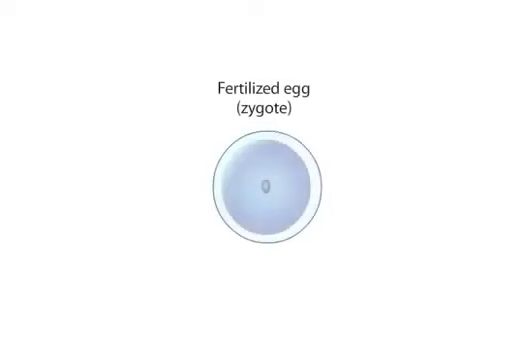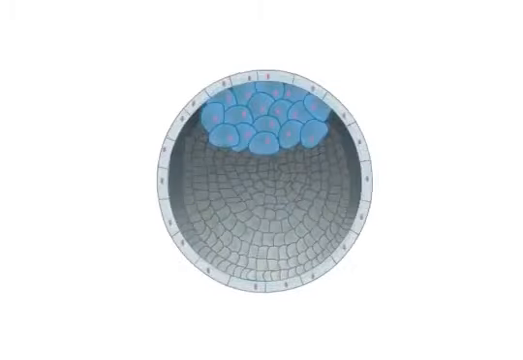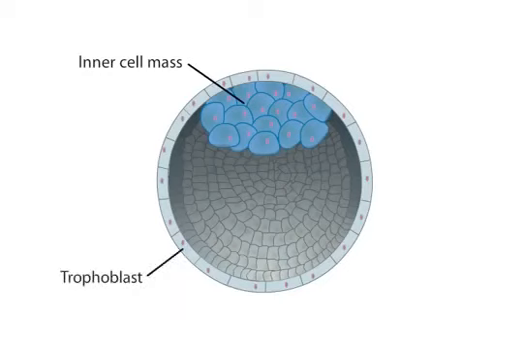Shortly after fertilization, the fertilized egg or zygote begins dividing. By about 4 days after fertilization, a solid ball of cells called a morula forms. The cells continue to multiply, and by day 5, the cells separate into two groups: the inner cell mass, which will become the embryo, and an encompassing sac called the trophoblast, which will develop into the placenta.